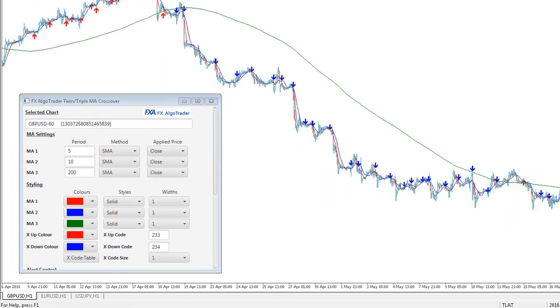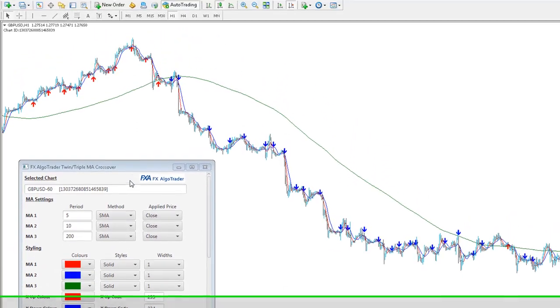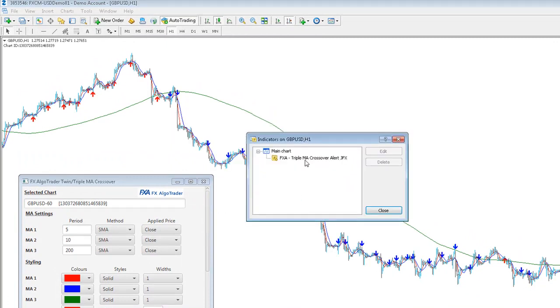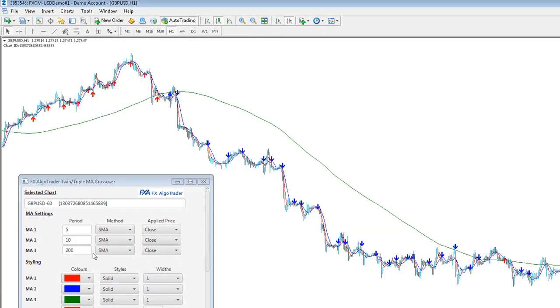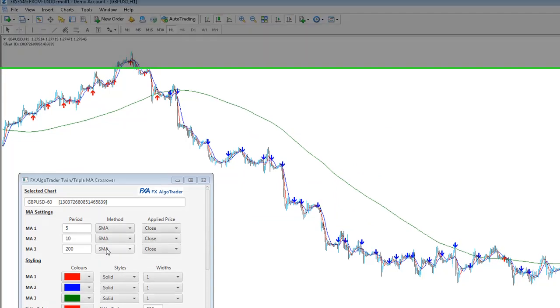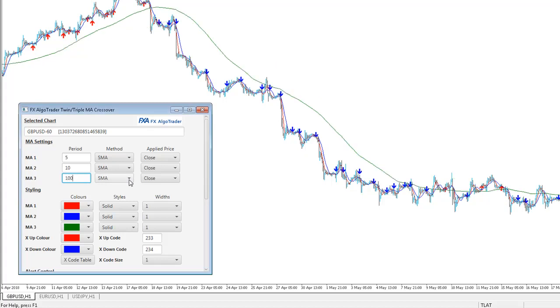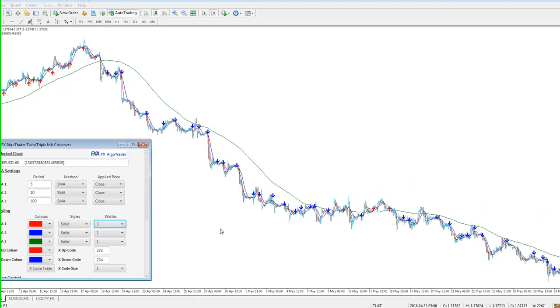This interface I'm using here is part of our Java interfaced product range. So we have an underlying MT4 indicator on the chart, and we control the indicator parameters using a Java interface, which makes things much easier. So I can control everything just from simple edits on the interface. So I can change that long-term moving average to 100. I can change colors and styles, very quickly indeed.